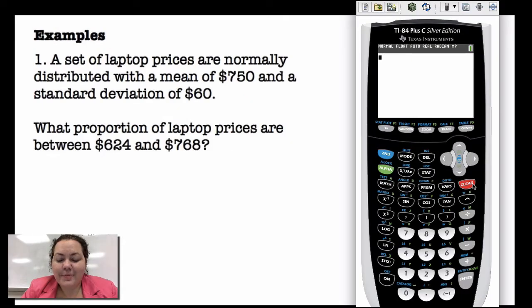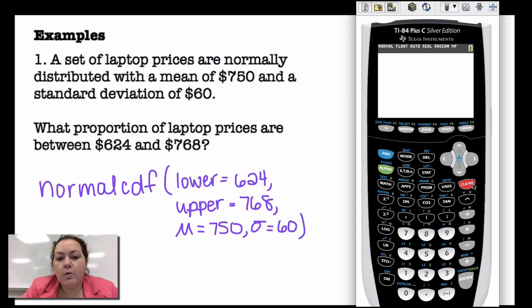All right, our first example: a set of laptop prices are normally distributed with a mean of $750 and a standard deviation of $60. What proportion of laptop prices are between $624 and $768? All right, so we're going to, in the calculator, go to normal CDF. My lower bound will be the lower price point, $624. My upper bound will be the higher price point, $768. My mean is $750, and my standard deviation is $60.